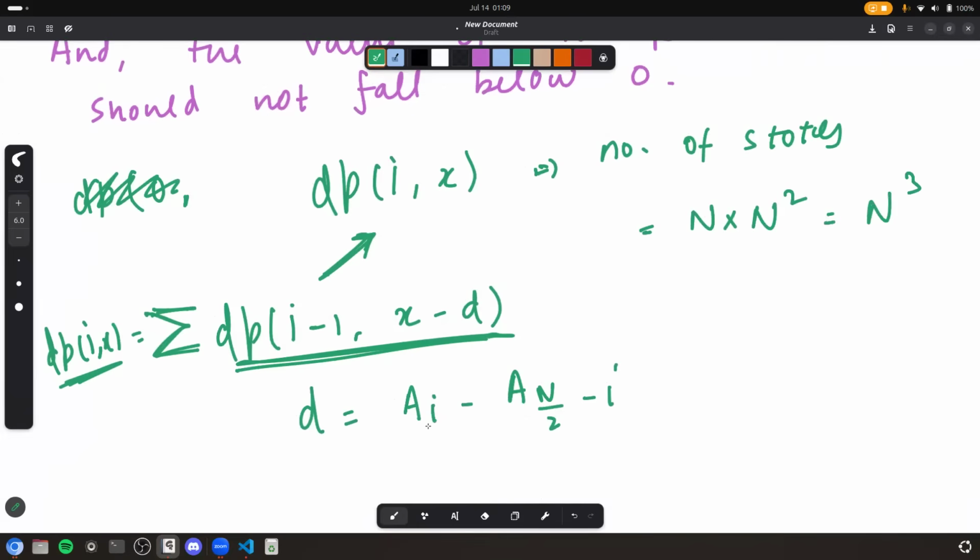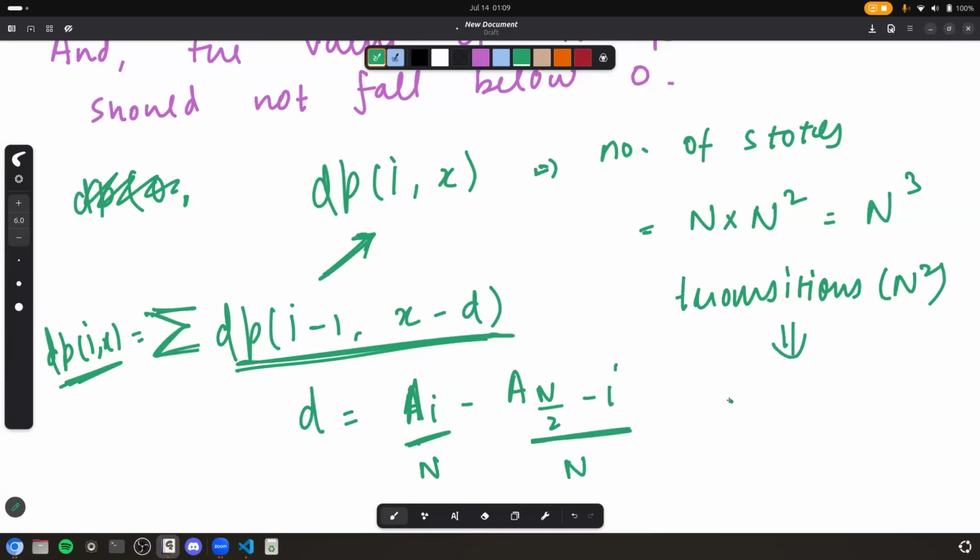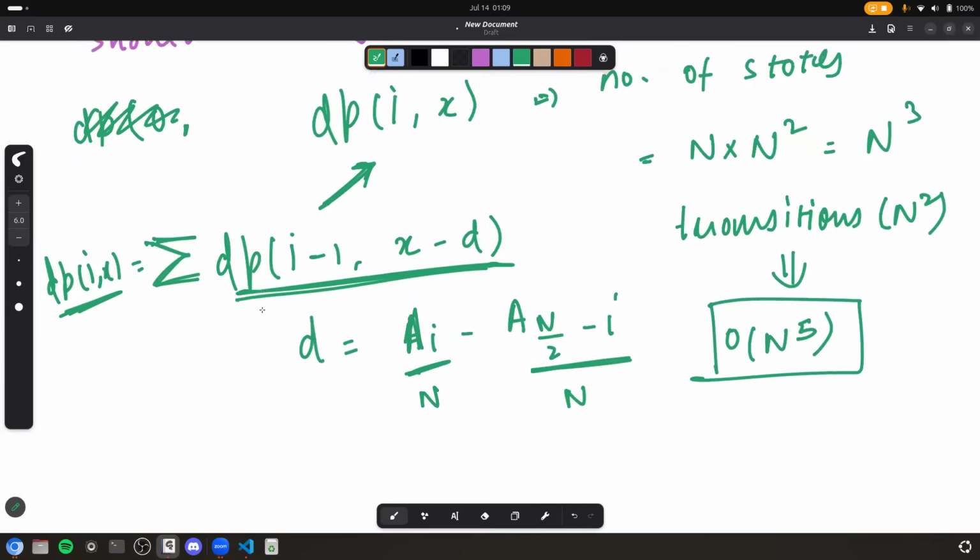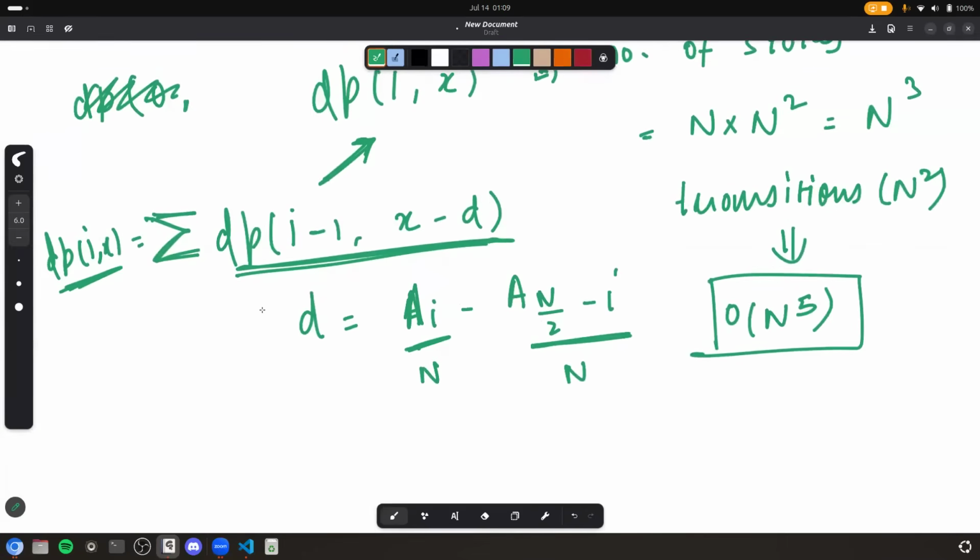And for the total number of transitions, we are looping over all the possible values of ai and all the possible values of a(n/2+i), and that also can be again n and n. So transitions can also be maximum n square. So the overall time complexity of this would be O of n to the power 5, which is not allowed in this question as we saw. We can only do up to O of n to the power 4.